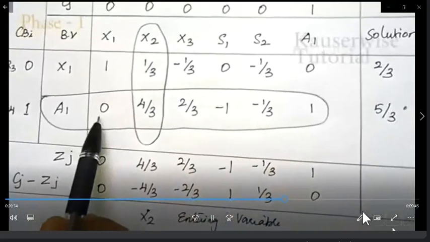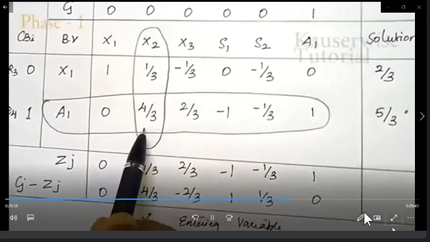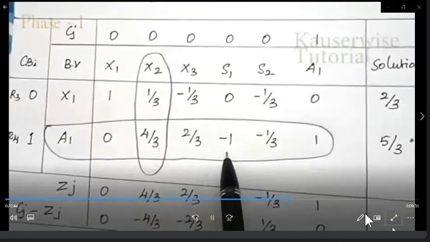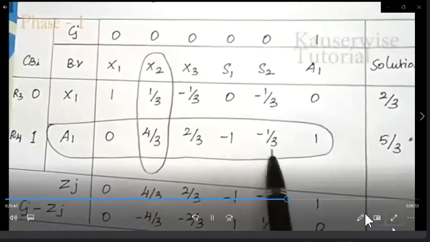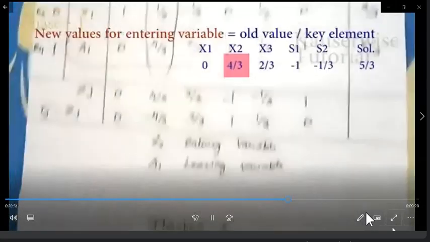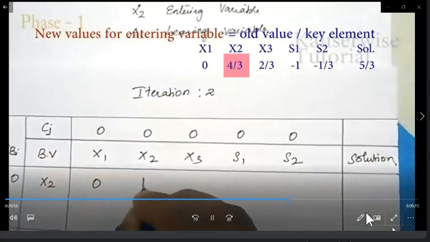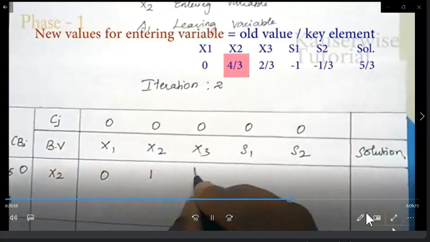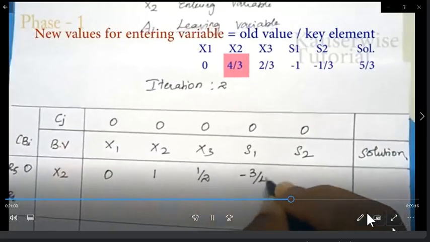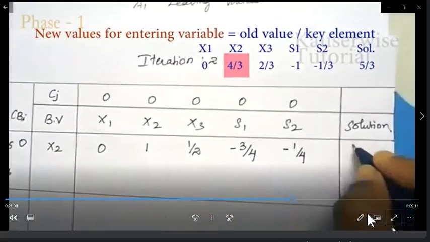Divide by the key element. So 0 divided by 4 by 3. For the second value, 4 by 3 divided by 4 by 3. For x3, 2 by 3 divided by 4 by 3. For s1, minus 1 divided by 4 by 3. For s2, minus 1 by 3 divided by 4 by 3. So the new values are: for x1, 0. For x2, 1, for x3, 1 by 2, for s1, minus 3 by 4, for s2, minus 1 by 4. For solution, 5 by 4.